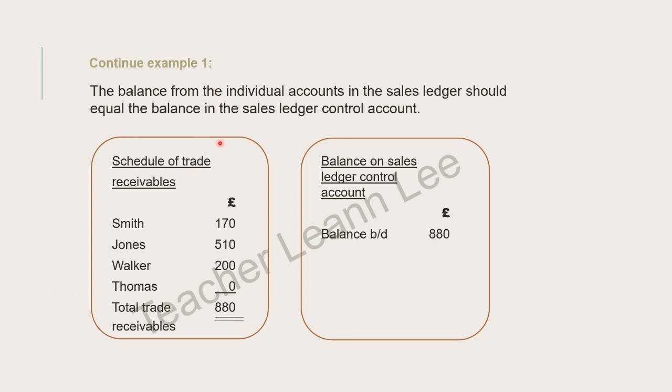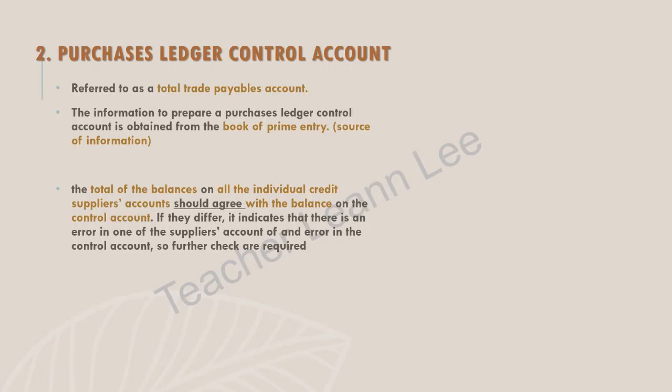The total for my trade receivable balance c/d for Smith is 170. John is 510. Walker is 200. Thomas, because it's a bad debt already, I can't have any balance c/d anymore. So my total trade receivable will be 880. Is it the same? The balance shown on the SLC is 880, so it means that no error happened. So this is the purpose of preparing the control account.